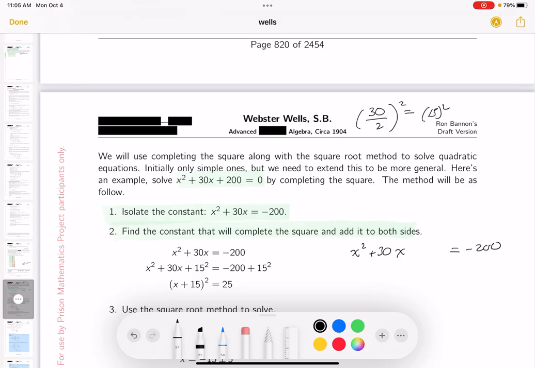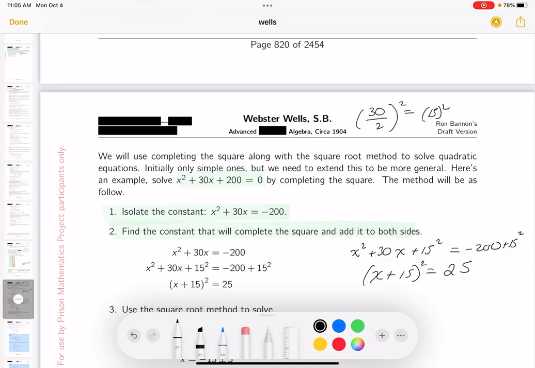And what's 15 squared? Well, I'm just going to put down 15 squared. We'll do that later. I'm going to add 15 squared to this thing over here. Well, this side's really easy. When I say this side, the left side is just x plus 15 squared. I should do the arithmetic on the right side. And 15 squared is 225. Minus 200 plus 225 is 25.